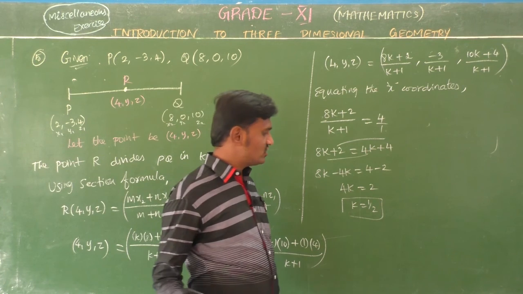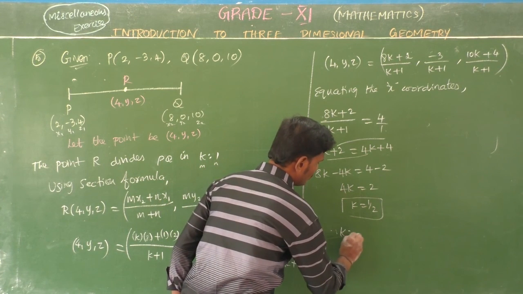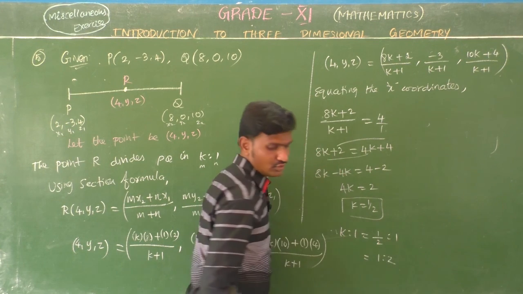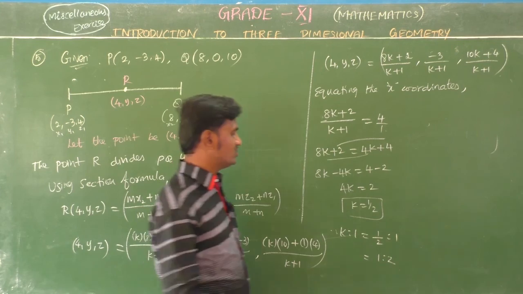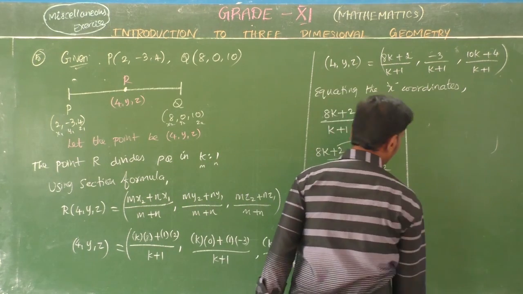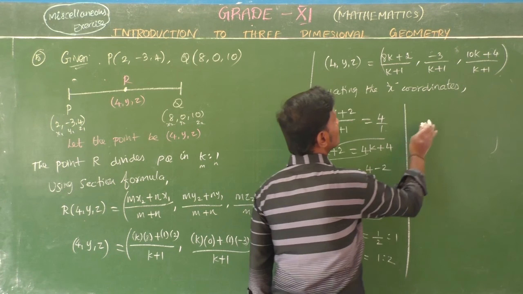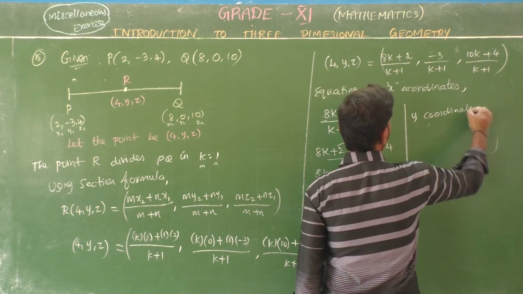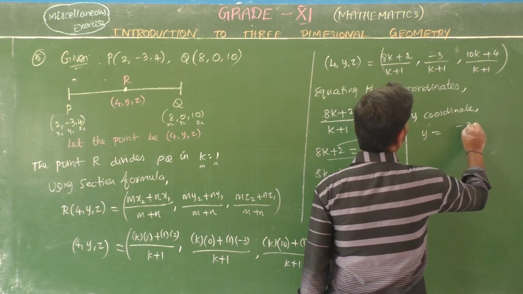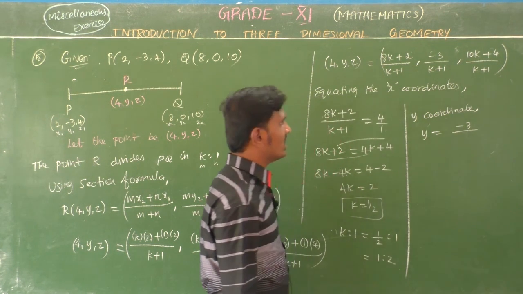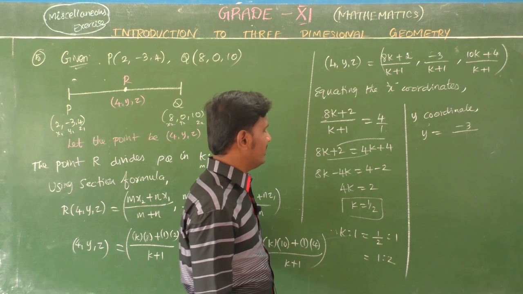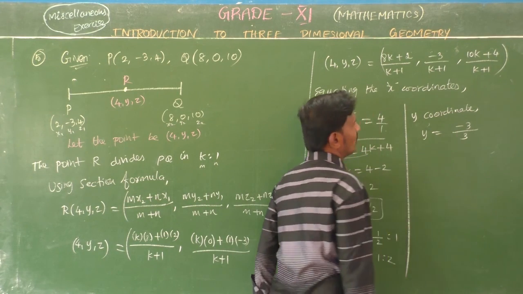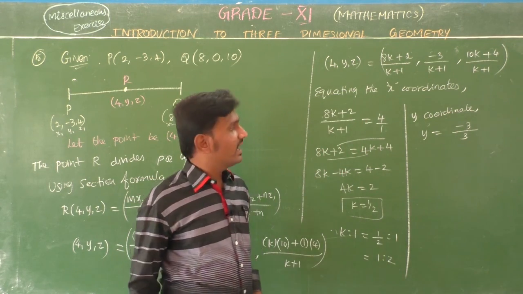Now we want the ratio. Therefore the ratio k is to 1 is 1 by 2 is to 1, so it will come 1 is to 2. So this is your ratio, and we need the coordinates only, no? So the y coordinate is y equal to minus 3 by (k plus 1). With k equal to 1 by 2, k plus 1 means 1 by 2 plus 1.